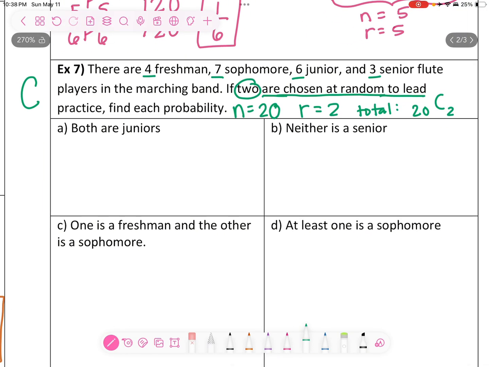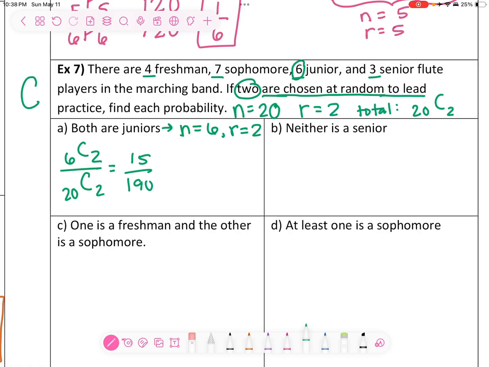So find each probability. Both are juniors. Okay, super easy. So the juniors in this situation, there's 6 of them, right? So N is 6 for the amount of juniors, and R is going to be 2 because we're choosing 2 no matter what, right? That's what it says. 2 people are leading. Okay, so that's going to be 6C2 for the desired outcome, and then our total of 20C2 for our denominator. Put those in the calculator, you do get 15 over 190, and when we simplify that, we get 3 over 38.